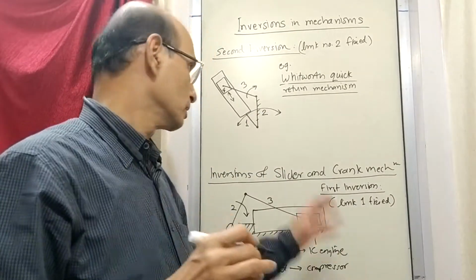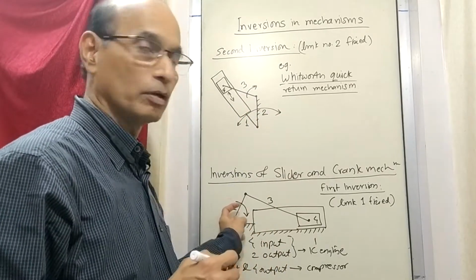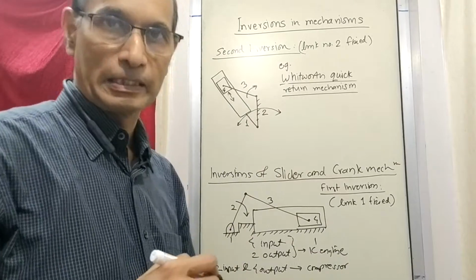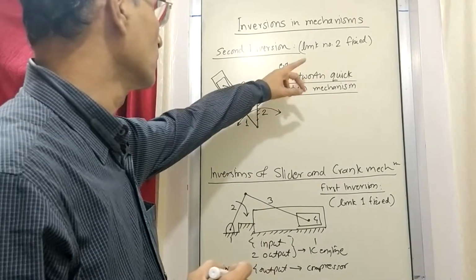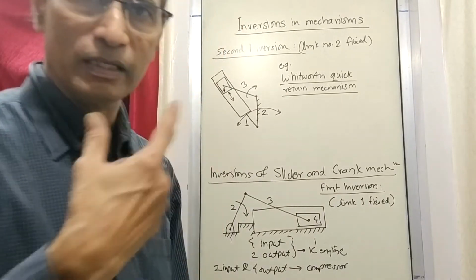All you have to know is link number 2 in this case is fixed. So the length of link number 2 is normally smaller than all the other links. So this is the second inversion. By fixing link number 2, we get it like this. Now let's see the third inversion.